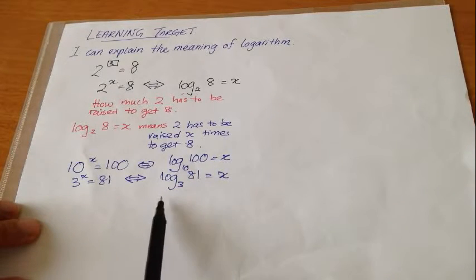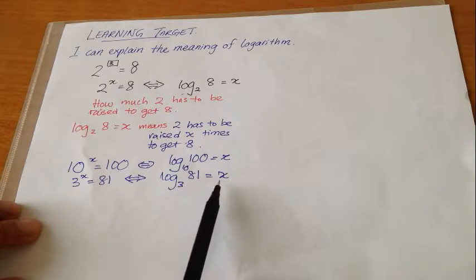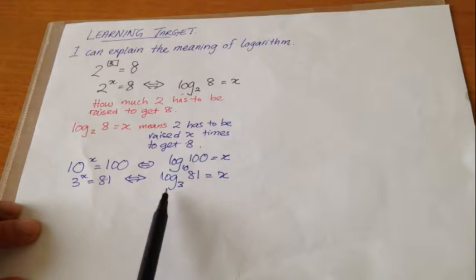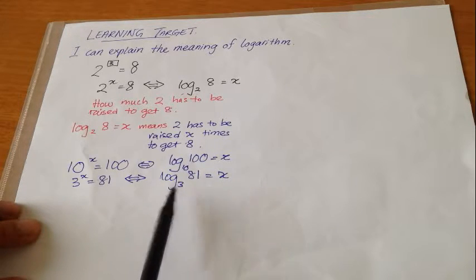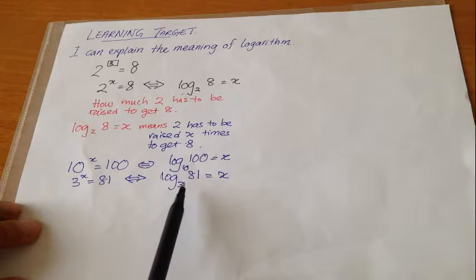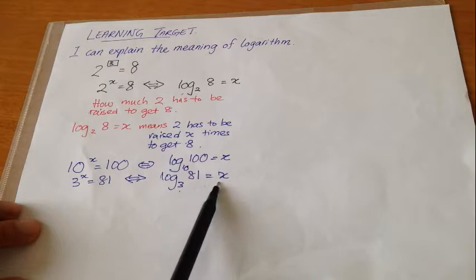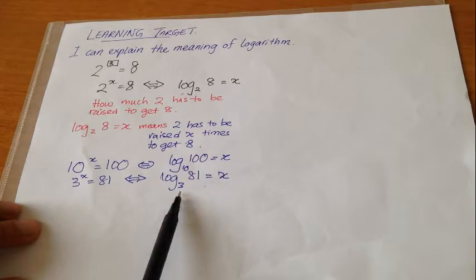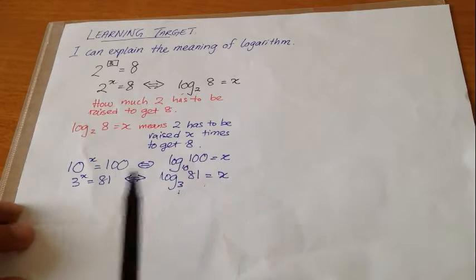Basically, logarithm gives us the answer x. That is, logarithm can be thought of as the opposite of exponent, because the answer to logarithm, let's say logarithm 81 base 3, is the answer x. That is the exponent of 3 to make it equal to 81.